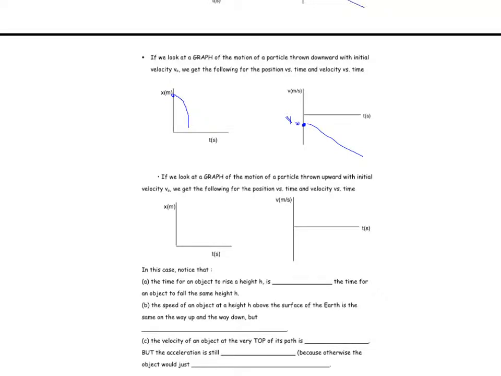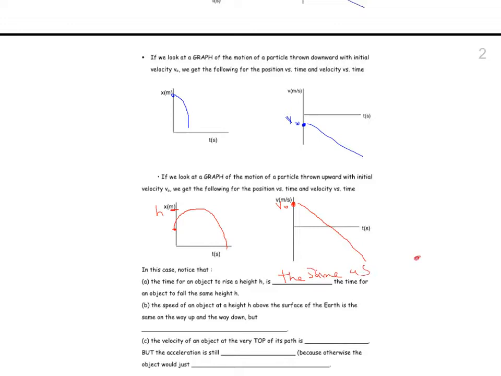If I look at a graph of motion for an object thrown upward with an initial velocity v naught, that means I'm starting here, it's going up, and then it's going to slow down, and then it's going to come back down. If I do the same thing here, starting with an initial velocity v naught, I'm going up, I'm slowing down, and then I'm speeding up, moving in the negative direction. In this case, this maybe is my height, the highest point, and the time for an object to rise to a height h is the same as the time for an object to fall to the same height.